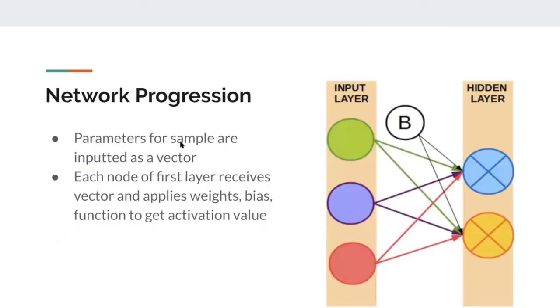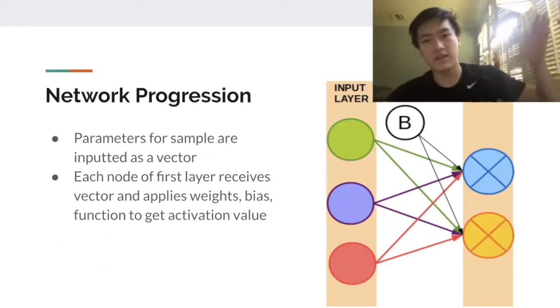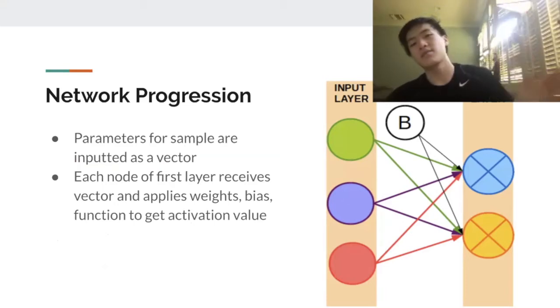So, network progression. The parameters for the samples are the input, and each node of the first layer receives a vector, and it applies its own weights and biases to get the activation value, and then this is repeated for every single layer until the last layer when you get the output. So it's called feed forward. It takes values, applies the math, feeds it forward. Then the next layer takes the inputs, applies math, feeds it forward, and it just keeps moving forward till you get the output.